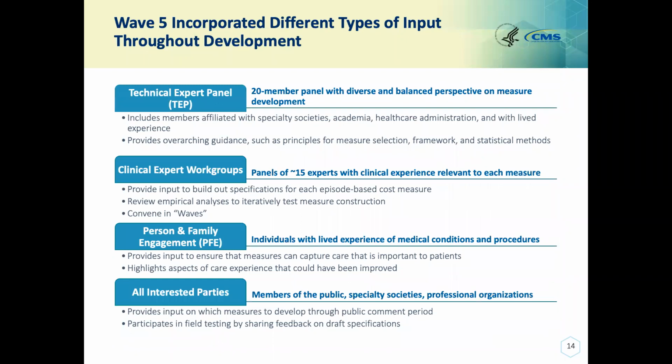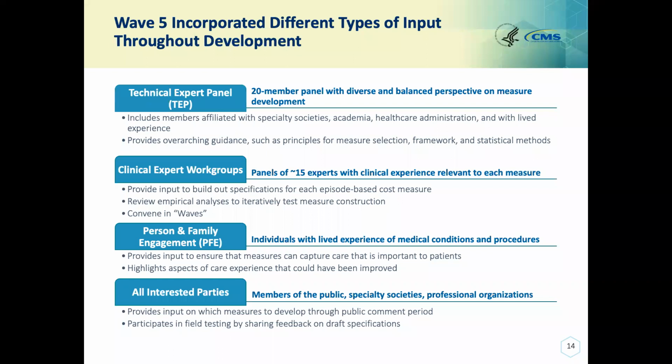Throughout Wave 5, we've sought a range of input to support measure development through different mechanisms, each of which serves a distinct role. We have a standing technical expert panel, or TEP, which includes members from a range of clinical, academic, practice management, and patient and caregiver perspectives. This TEP provides high-level guidance for topics across the project, and specifically for the measures in Wave 5, the TEP had provided input over the past years on the measure construction framework for how to assess costs for chronic conditions and which clinical topics to prioritize for development, given current gaps and needs in the program.